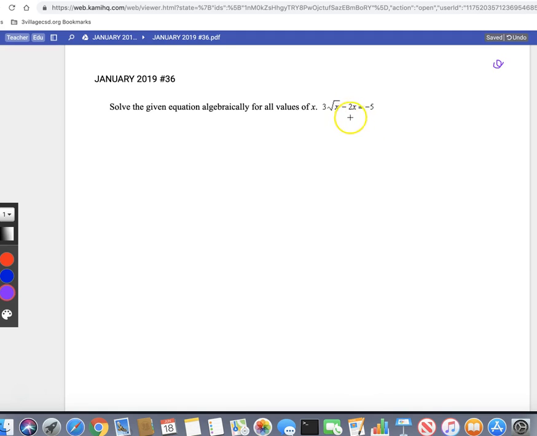When we go to try and solve a radical equation, the first thing that we typically want to do is to try to isolate the radical. And we definitely would want to continue to do that in this problem here. Since 2x is being subtracted from the radical, we can add 2x to both sides to start the process, and we would have 3 radical x equals 2x minus 5.